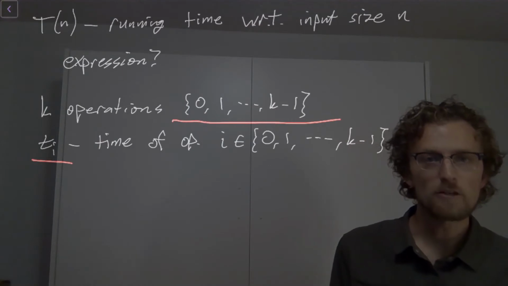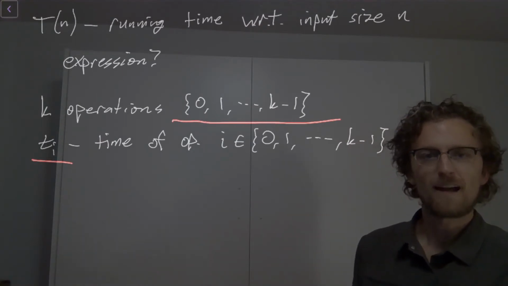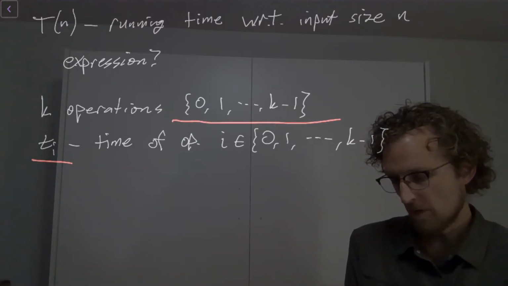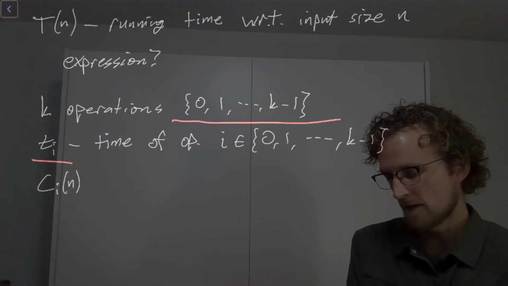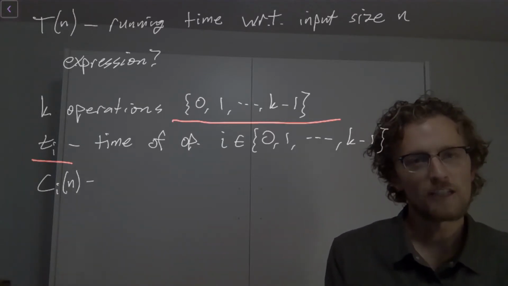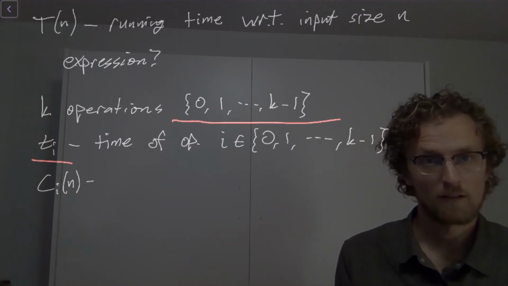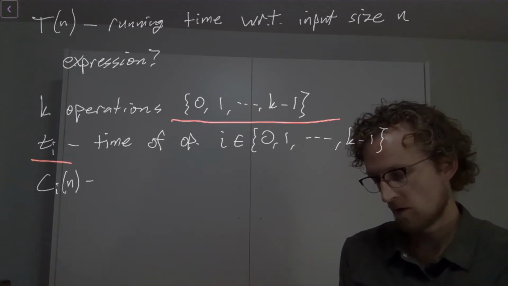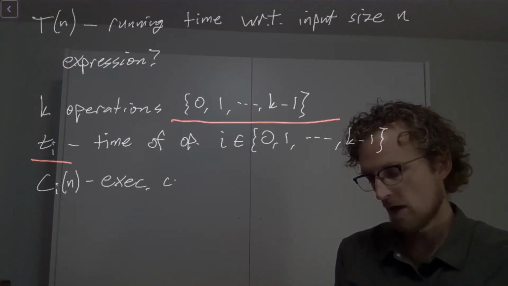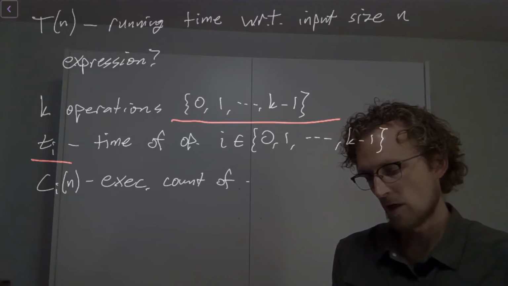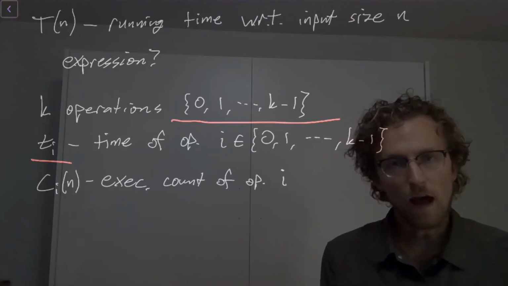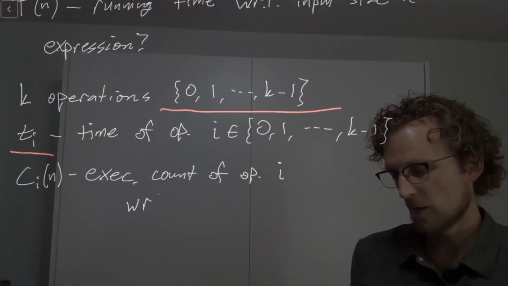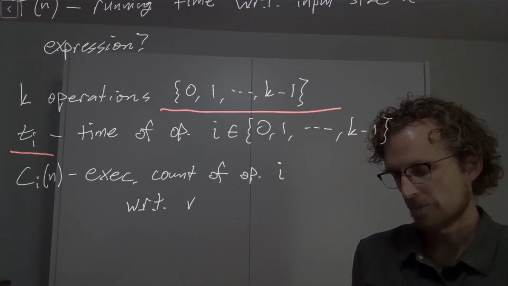Now for each of the operations, we need to go and figure out how many times that particular operation runs as a function of the input size. So let me write c sub i of n to denote the execution count, right? So c now is a count. It's not a time. So this is the execution count of operation i. And now this is where our n comes in, right? So now this is with respect to input size.